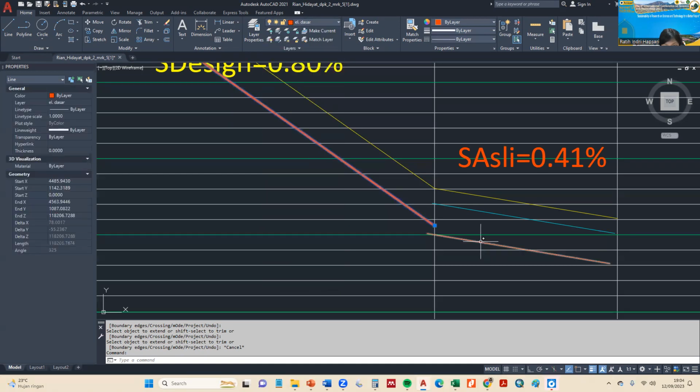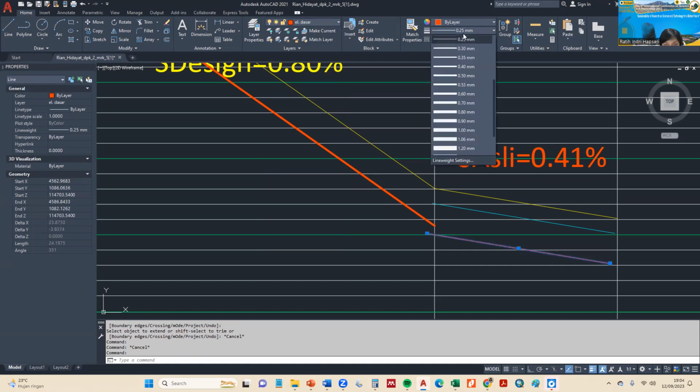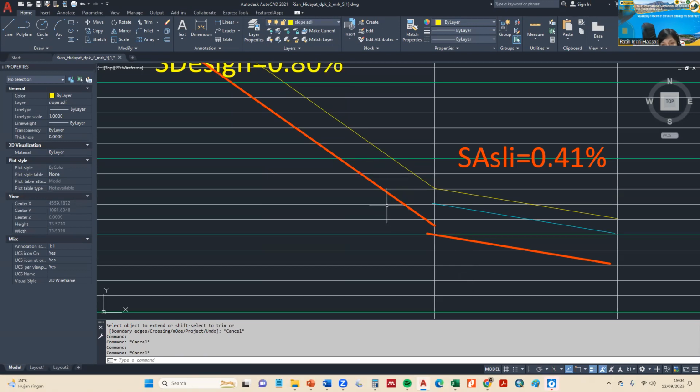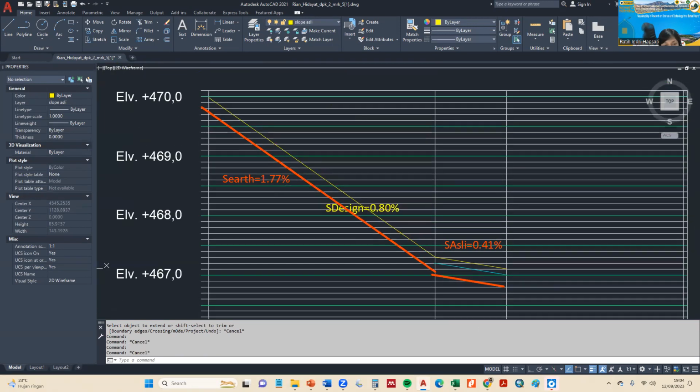elevasi dasar. What is this? Elevasi dasar. Oh, you change this. Should be by layer. Okay, this is a channel bed. And you have to make the slope of this and this rather flat, yeah, rather flat than the original.